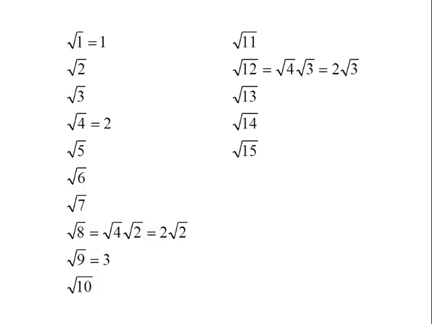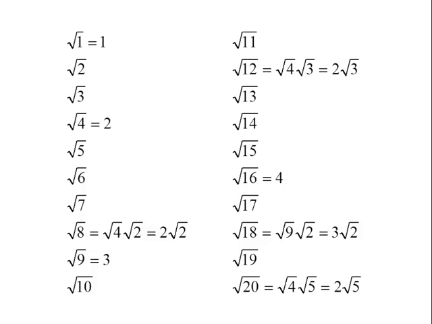15 does not simplify. Square root of 16 is a perfect square. 4 squared gives me 16, so the square root of 16 is 4. 17 is prime. Square root of 18 has 9 as a factor, and the square root of 9 is 3. So square root of 18 simplifies to 3 radical 2. 19 is prime. Square root of 20 can be broken down to square root of 4 times square root of 5. Square root of 4 is the whole number 2. So square root of 20 is 2 radical 5.